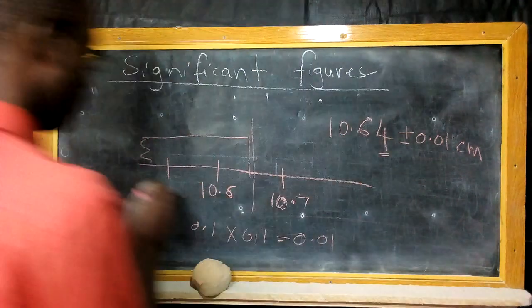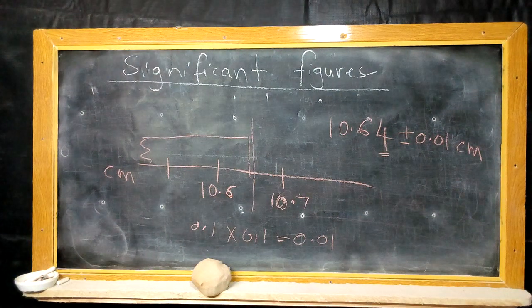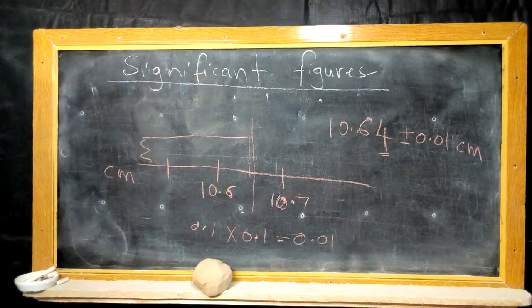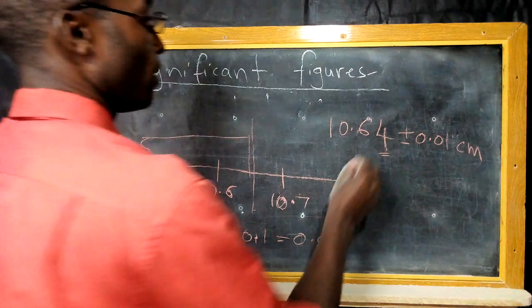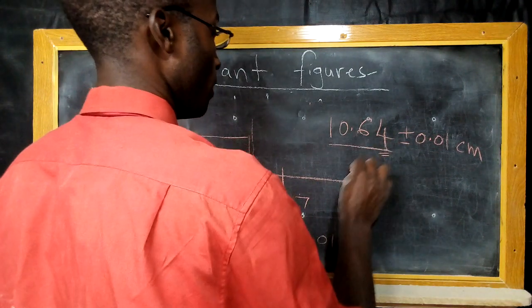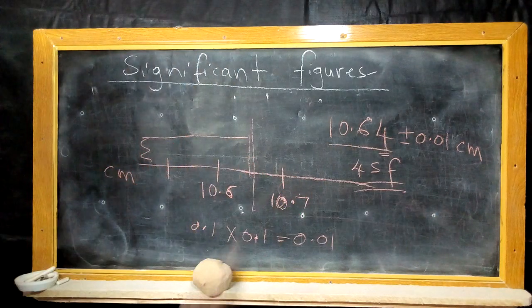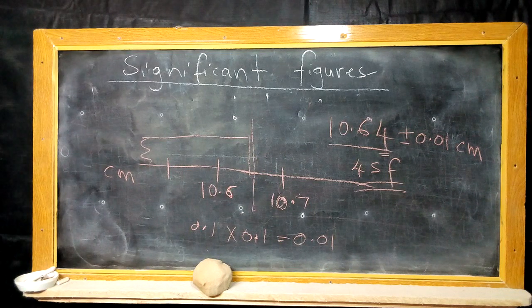centimeters. This scale, of course, is in centimeters. It's good for us to indicate the units. So in that case, this is how we're going to make the measurement, catering for that degree of uncertainty. So this one we shall say that the reading has been made in 4 significant figures. And each and every one of those digits bears significance in that reading.